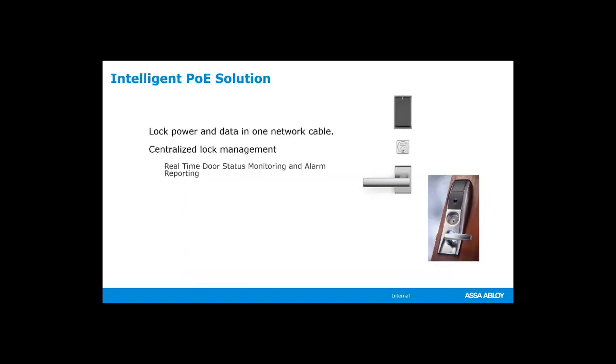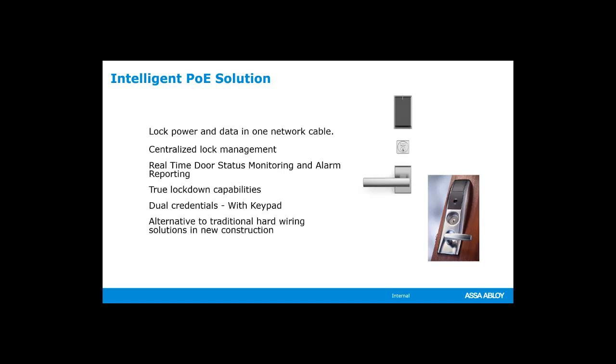Some of the advantages with PoE locks include the use of standard twisted cables, such as Cat5, Cat6, and Cat7, for lock power and data. Centralized lock management, which means you can control everything from a single location. Real-time door status monitoring and alarm reporting. So as someone goes through that door, it's picked up by the access control system. So that's what they mean by real-time.